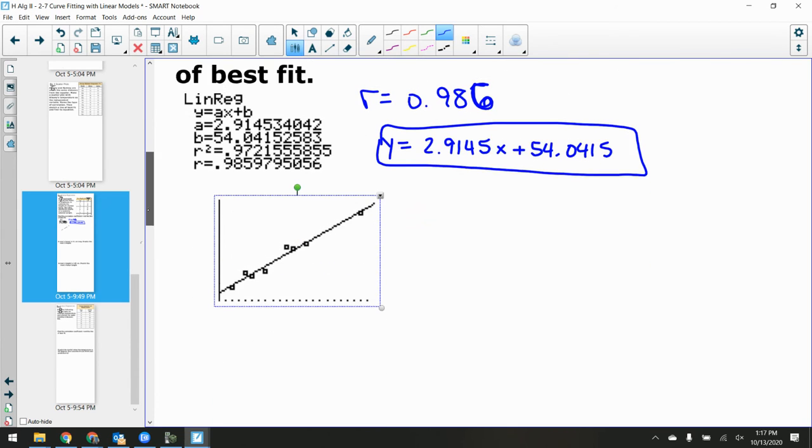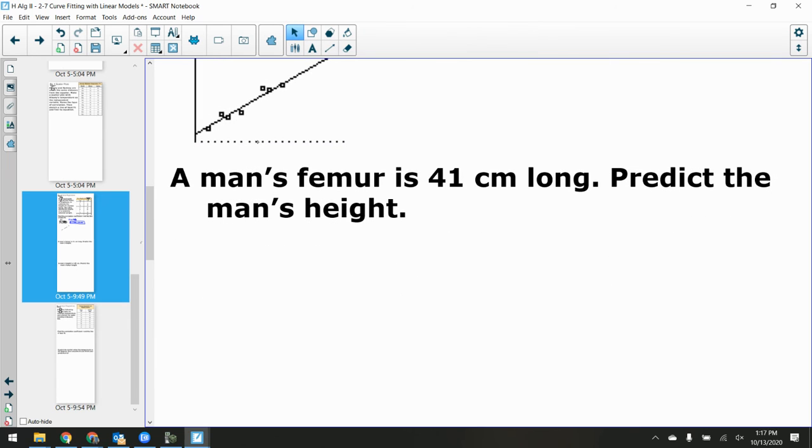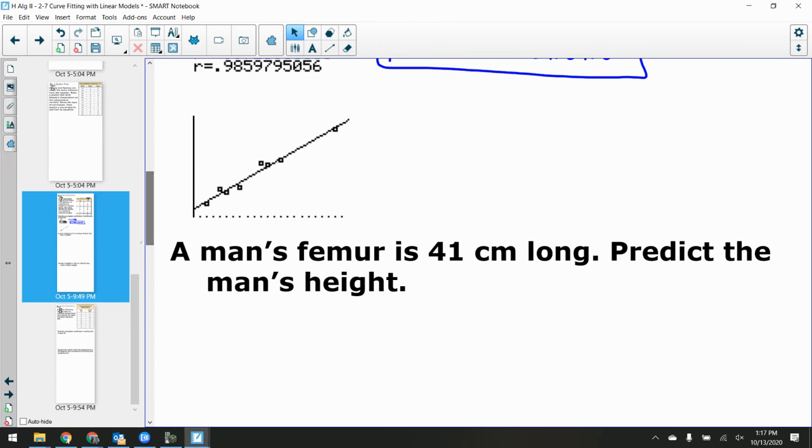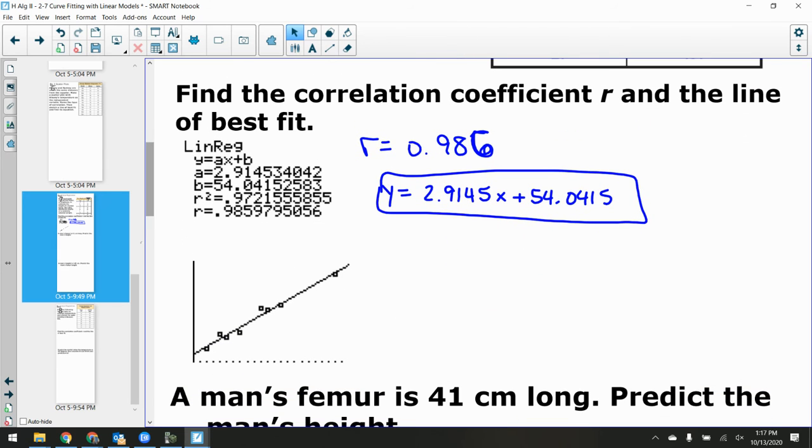Sweet. My next question says, what is your femur length? 41, is that the same thing? Uh-oh. My screen was just blank. Let me see.